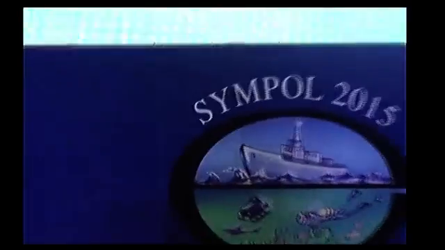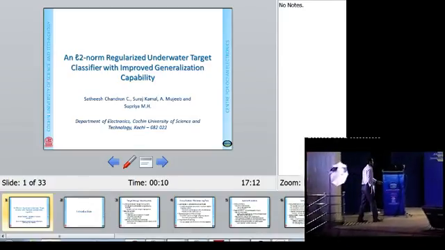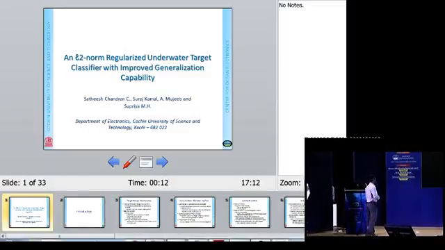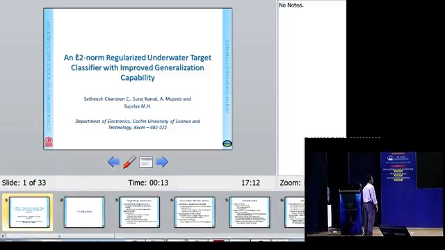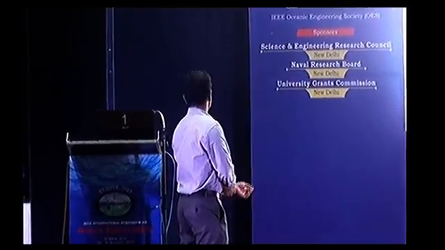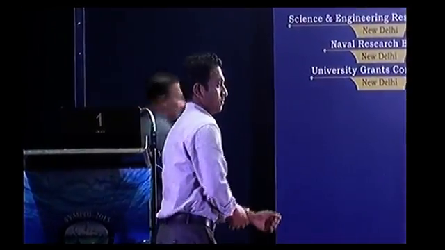We move on to the last paper in this session, on an L2 norm regularized classifier with improved generalization capability. There are four authors: Sadish Chandran, Suraj Kamal, A. Mujib, and Dr. Supriya. The paper is going to be presented by Sadish Chandran. He is a research scholar with the Department of Electronics, CUSAT. He has one year of experience as an assistant professor in CUSAT.